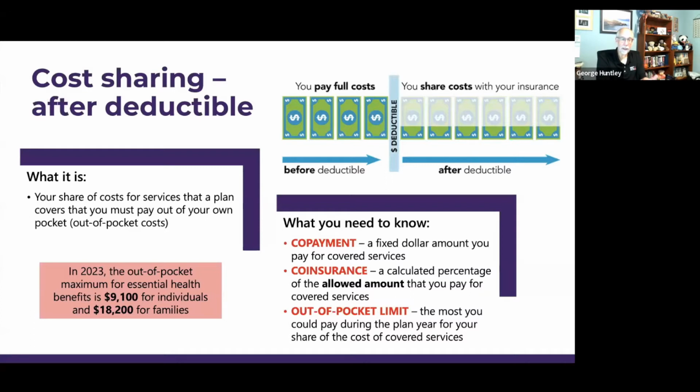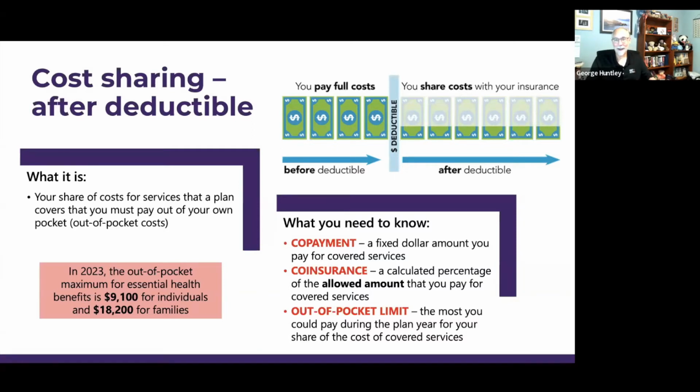The cost sharing part is what you owe after your deductible's over, right? So you know what your deductible is. So that's a finite number. I can do that math. I know what my premium is. I can do that math. What do I owe once I've met my deductible? And that is typically a copayment, like in your drugs, a $35 copay. It can be a coinsurance, which would be calculated on a percentage of the amount that's due.